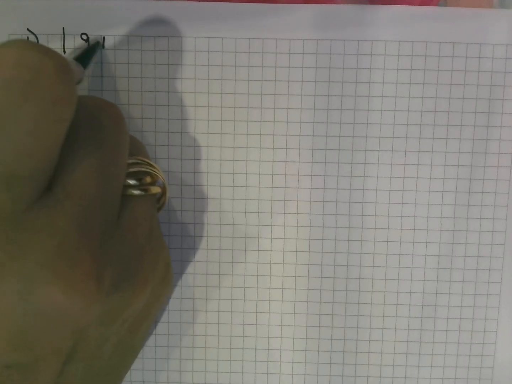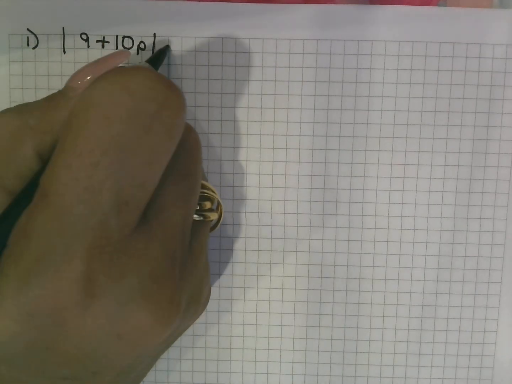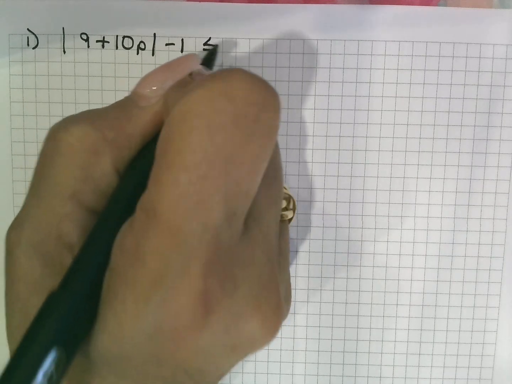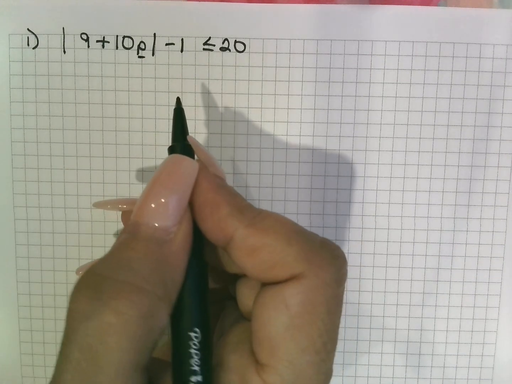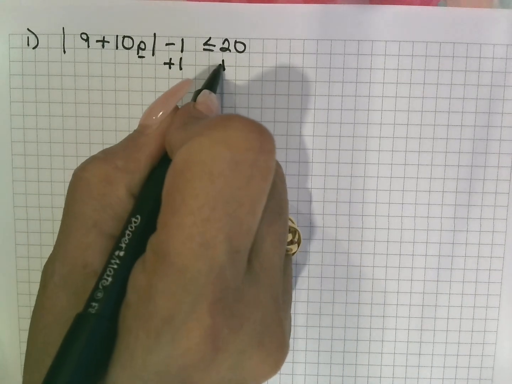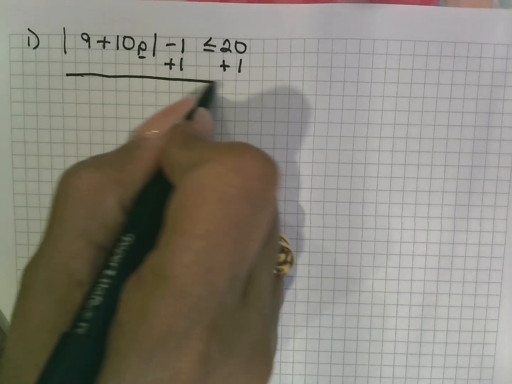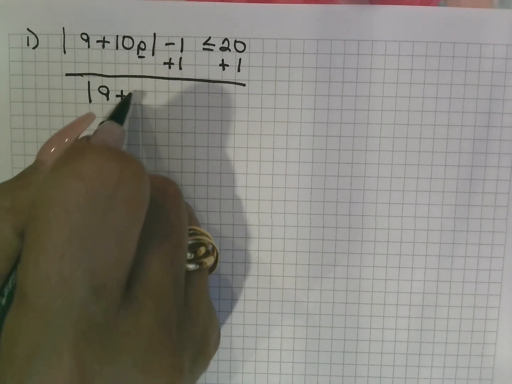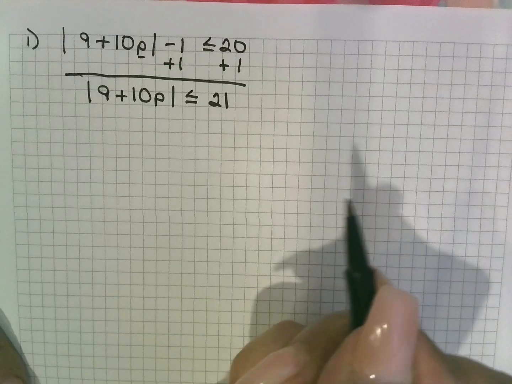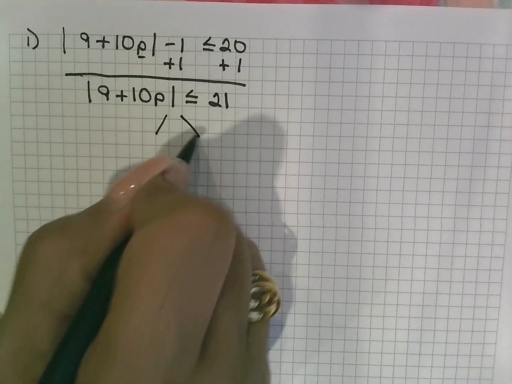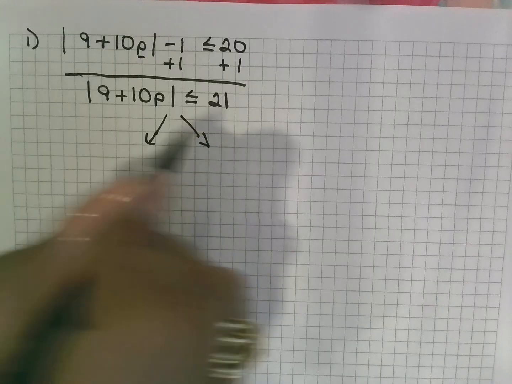So here we have the absolute value of 9 plus 10p minus 1 is less than or equal to 20. So again, you want to isolate the variable, which is p. So your first step is to add 1 to both sides. And this is going to give you the absolute value of 9 plus 10p is less than or equal to 21. At this point, we can separate this into a compound inequality.